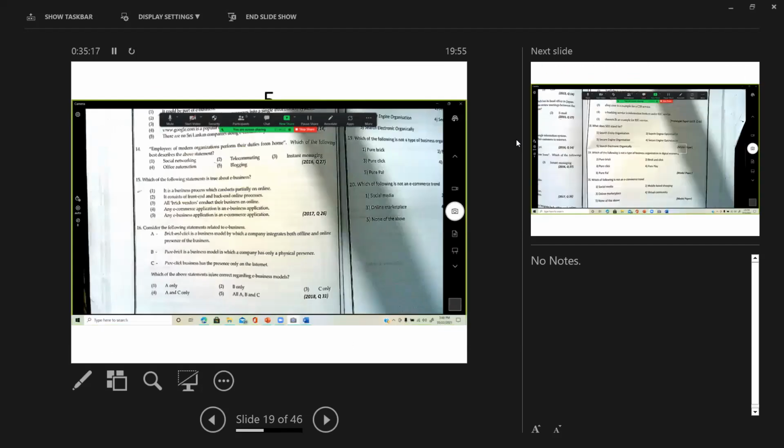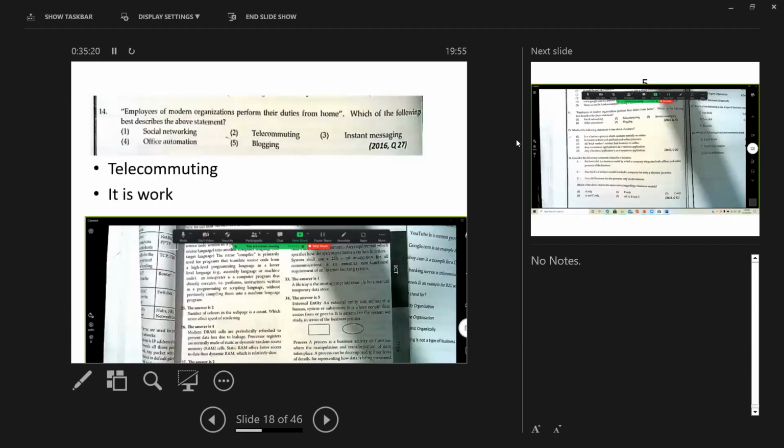Secure payment methods. Telecommuting means doing jobs from home. Online jobs. Okay.